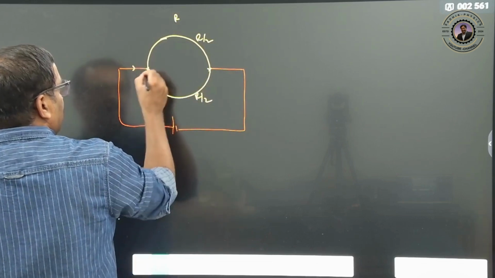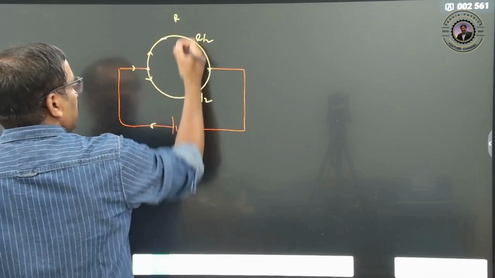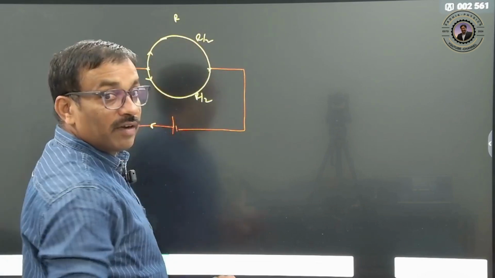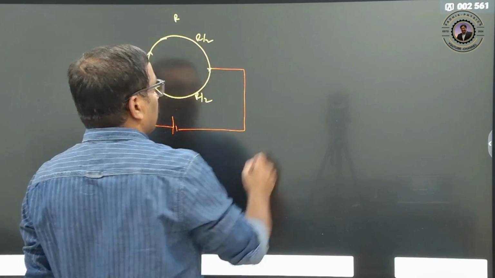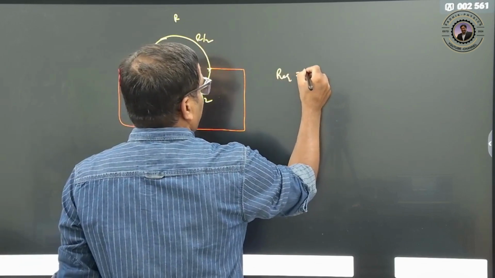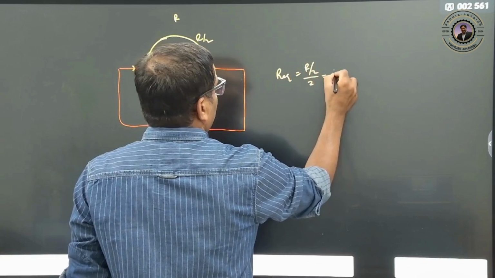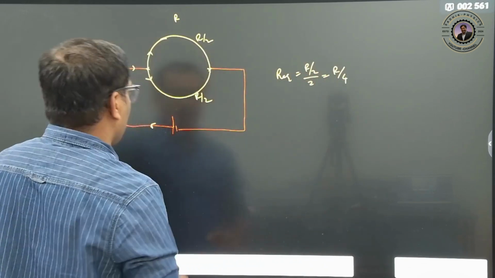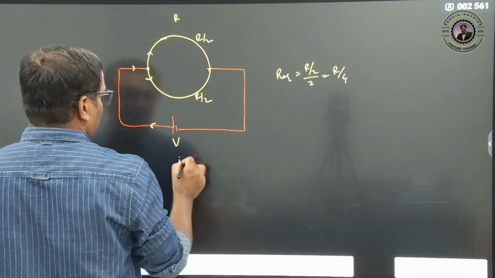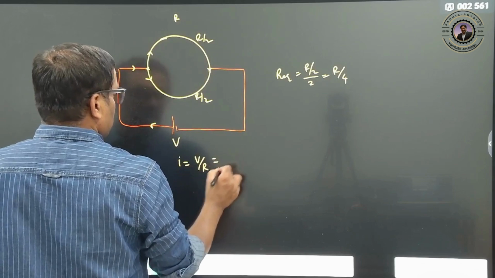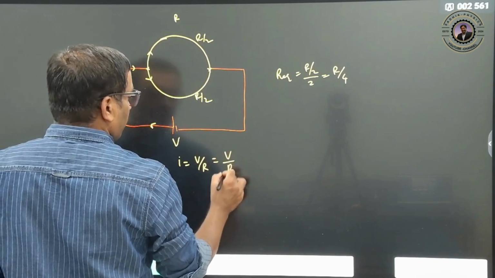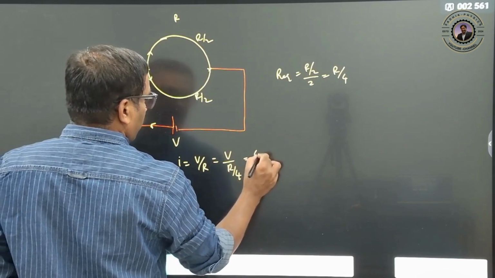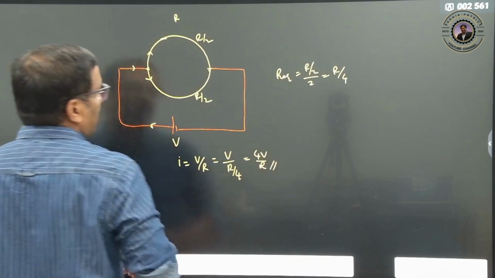The current will get divided. These R by 2 parts are in parallel, so R equivalent will become R by 2 by 2, so R by 4 will be your equivalent resistance. If they ask what will be the current, current is equal to V by R, so V by R by 4, that is nothing but 4V by R will be your answer.